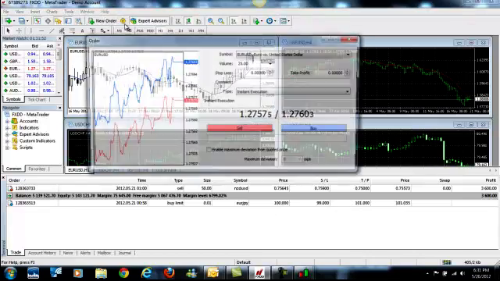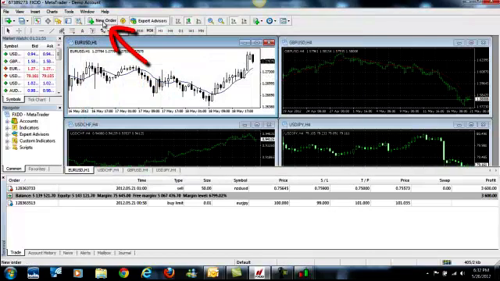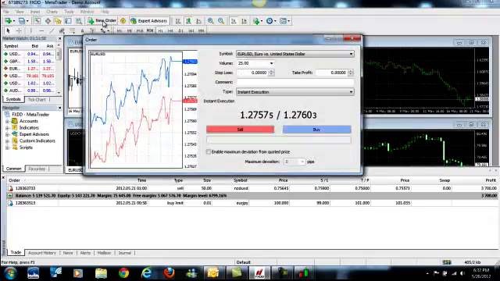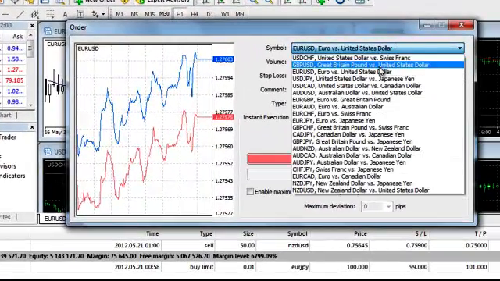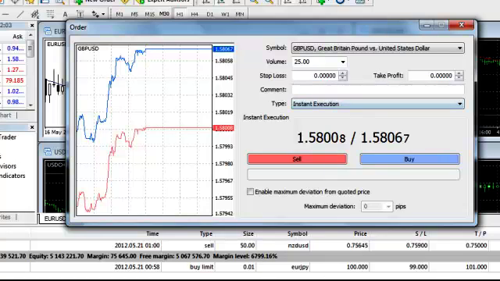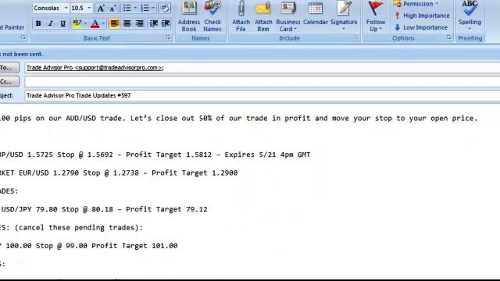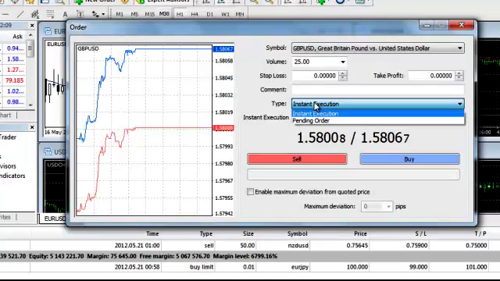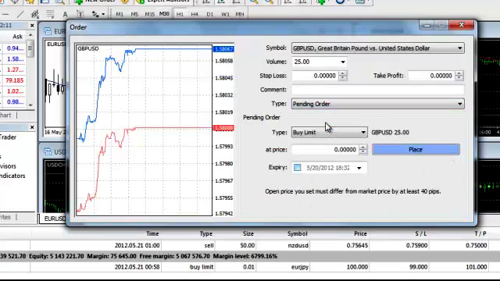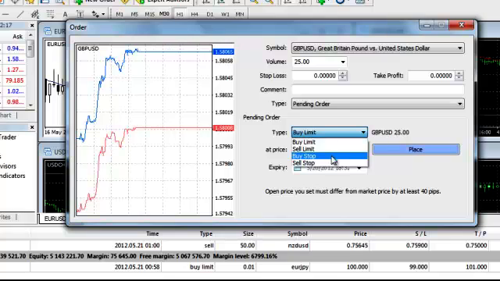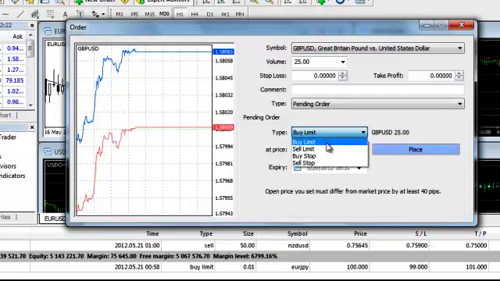I'm going to buy, so you click on new order right here. And we're going to go to the drop down menu, find the pound dollar. Since this is a limit order, this is not going to be instant execution, it's going to be a pending order. And it's going to be a buy limit. You can also do buy limit or sell limit. We never use buy stop or sell stop, ever. Those are not the kind of orders that we take. People who do stop orders, for the most part, I've never seen them be successful. But in this case, it's going to be buy limit at 1.5725.